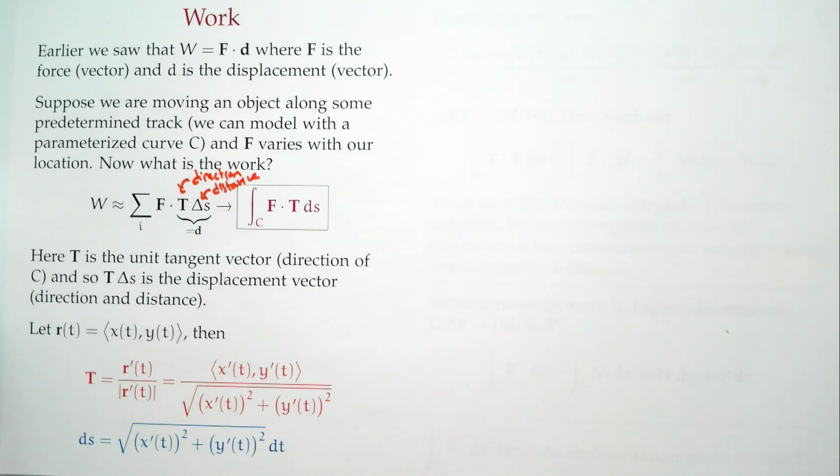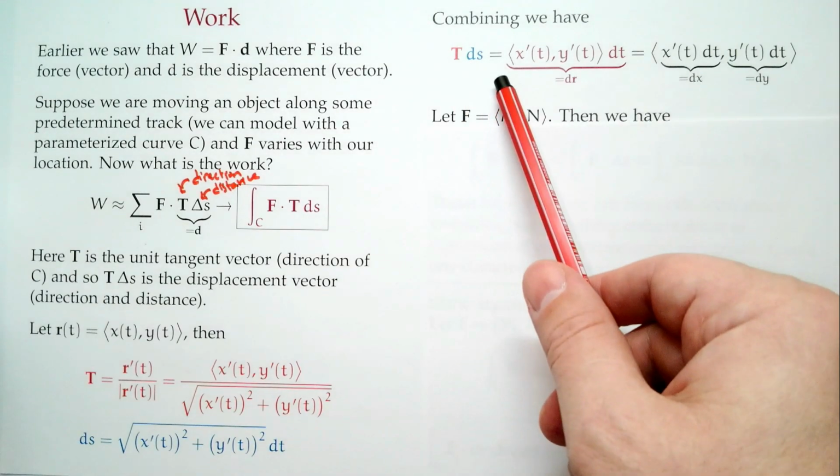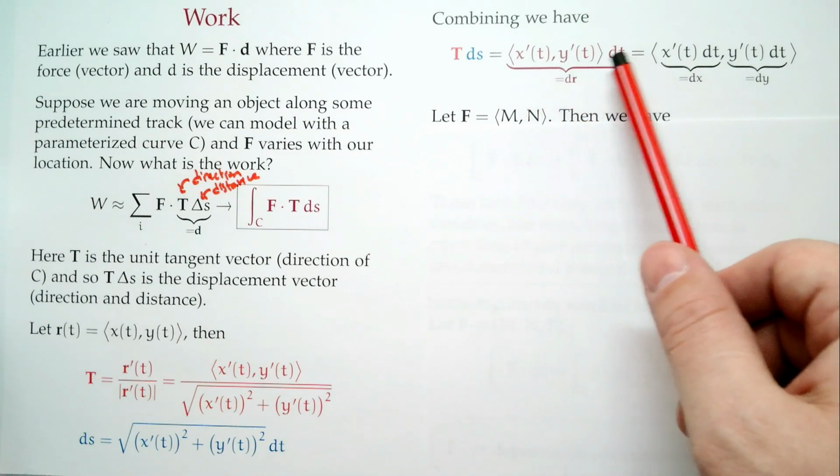And you're like, ah, another one? We already had one, because we had that ds is the square root of x prime squared plus y prime squared. Now you're telling me there's a second one? But this is the great news, because look where they're at. One of them is in a denominator, and the other is in the numerator. What's going to happen to those terms? They cancel. Happy days. So when we take T ds, the square roots go away, and we're just left with x prime of t, y prime of t dt.